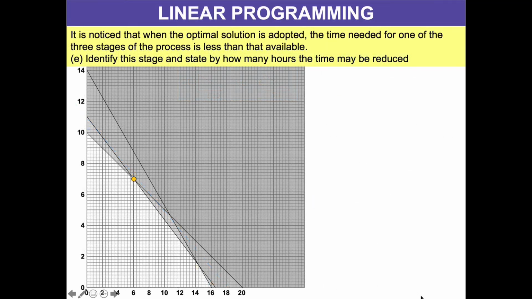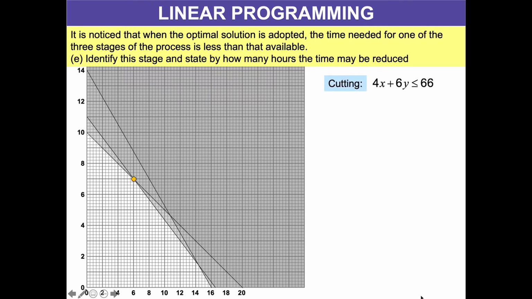In the last part of the process, it was noticed when we adopted the optimal solution that the time needed for one of the three stages, cutting, finishing, and packaging, is less than the one that is available, which could help us to save some time because we do not need so much time as they gave us to do the process. We need to identify this stage and state by how many hours the time may be reduced.